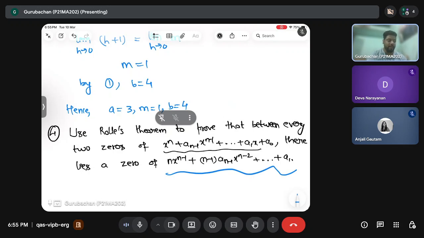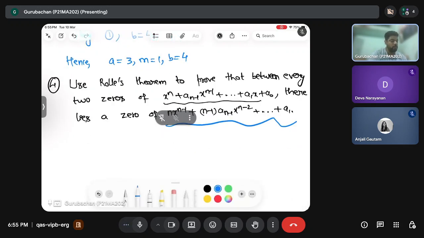So this is a simple application of Rolle's theorem. You just need to focus on what the statement of Rolle's theorem is and how we can apply it to this particular question. Try this one.